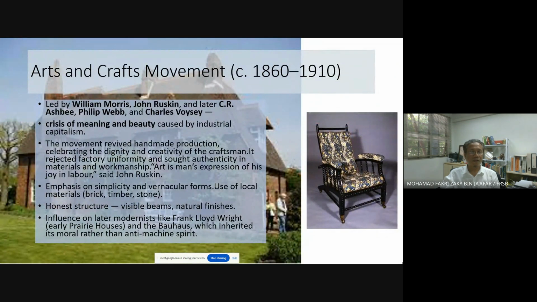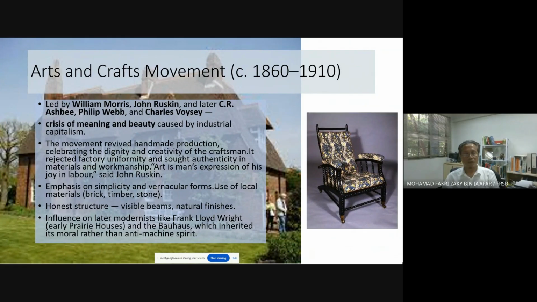One of the early reactions against the industrial revolution or industrial society is the Arts and Crafts movement. This is a very old movement led by William Morris and Ruskin. Architecture students should have read about this. They identified the crisis of meaning and beauty caused by industrial capitalism, because when they looked at the industrial production of a chair coming out of a factory, there is no beauty, there is no craftsmanship, there is no care given by a craftsman anymore. So they went so far as to go back to handmade production, celebrating the dignity and creativity of craftsmen.